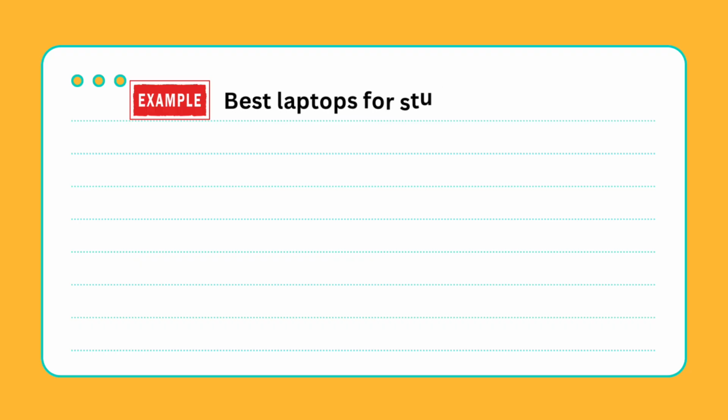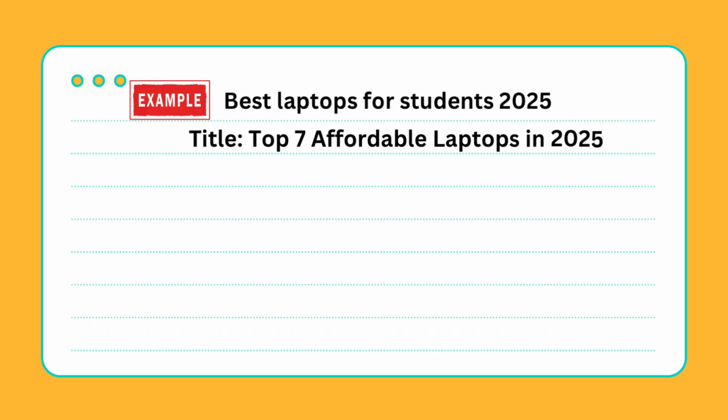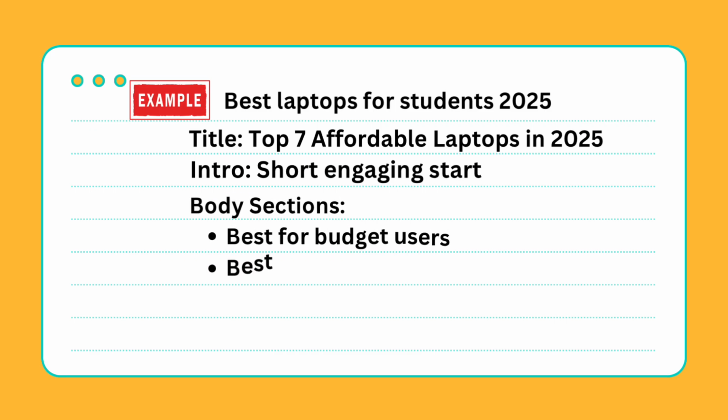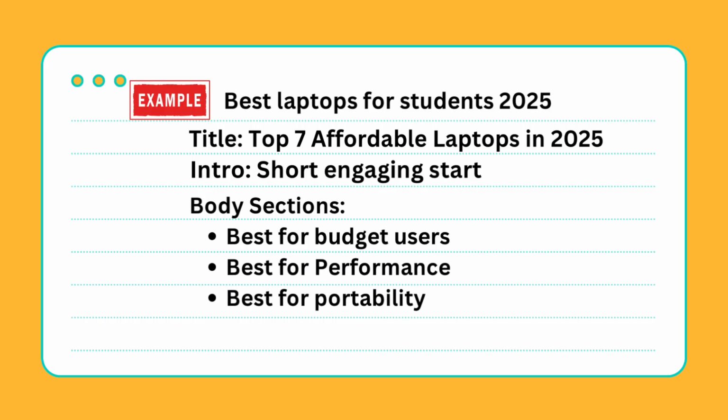Example recap: laptop blog. Let's take a quick example. You are writing an article called Best Laptops for Students 2025. Your structure could look like this. Title: Top 7 Best Laptops for Students in 2025, Affordable Picks. Intro: a short engaging start with a promise of value. Body sections: best for budget users, best for performance, best for portability.